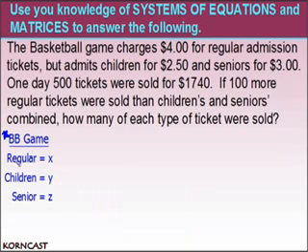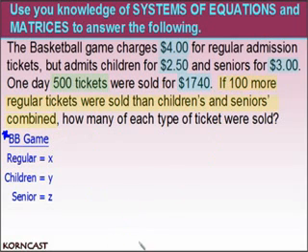Once we've defined our variables, now it's time to decipher the information. First thing I see is that we have cost for tickets. And I also notice that we have our revenue for the problem. The next thing I notice is that we have our total tickets sold. And the last thing I notice is that we have a situation where we have 100 more regular tickets sold than children's and seniors combined.